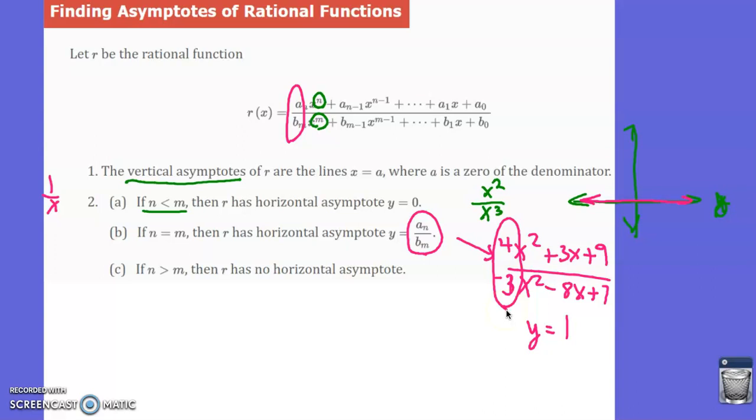And then finally, if n is bigger than m, an example of this is x cubed over x squared, then there is no horizontal asymptote. So that helps you out a lot. If you go back and rework those problems with this principle in mind, you don't really have to do the long division that I did earlier, and you just have to keep these principles in mind, and that will help you find the horizontal asymptote.